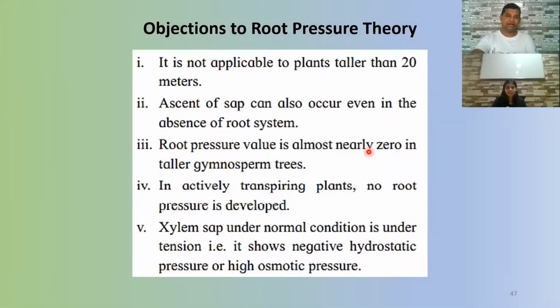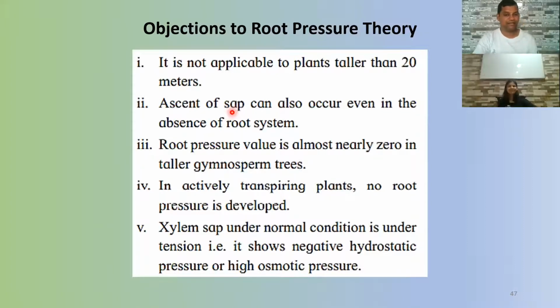But there were objections to this theory. What objections were raised against the root pressure theory? First, the theory explained root pressure for plants up to a height of 10 to 20 meters. But there are plants which are much taller than 20 meters. For such big plants, the root pressure theory is not acceptable because roots do not have that pressure. It is also noticed experimentally that sometimes, even in the absence of a root system, there is ascent of sap taking place.